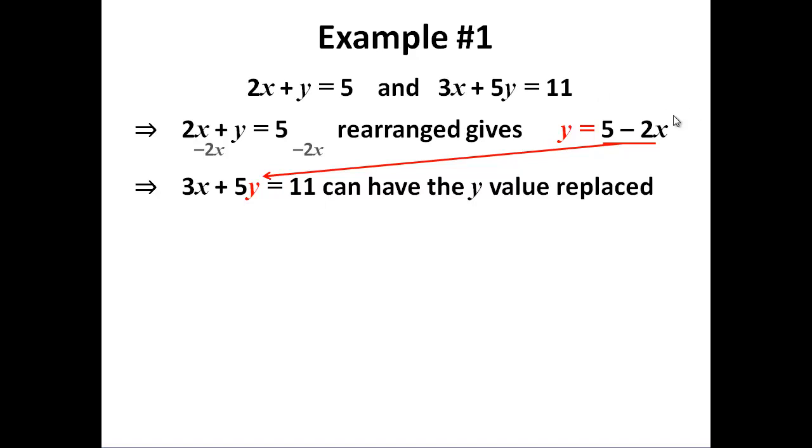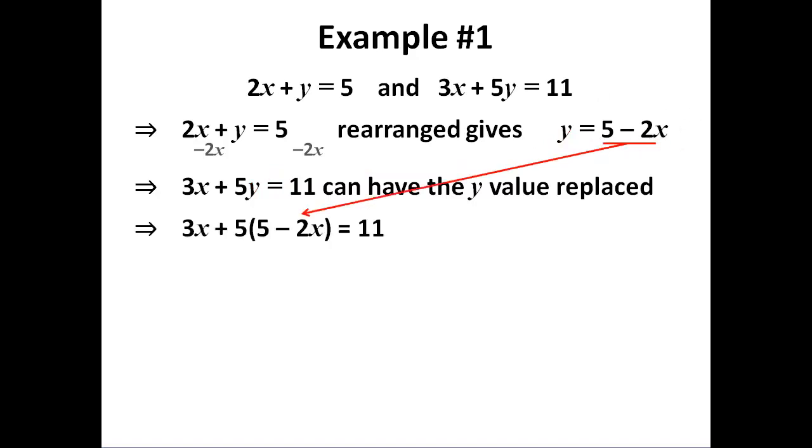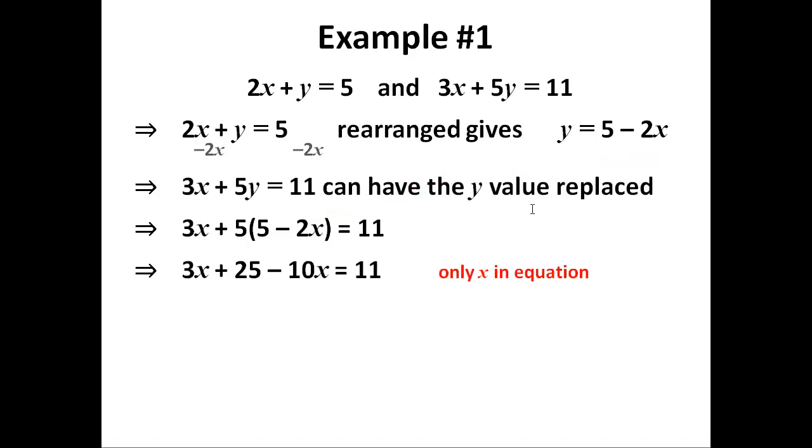So the y is equal to 5 minus 2x, so we substitute that in. Now we have an equation with only x's in it because the y has been substituted out, and we can solve that as normal for a linear equation. We move all the number values to the opposite sides from the unknowns, and we have minus 7x equals minus 14. Divide by minus 7, we get that x is equal to 2.